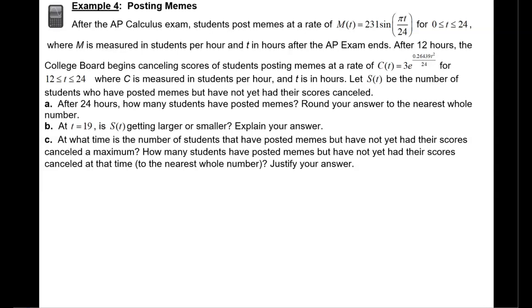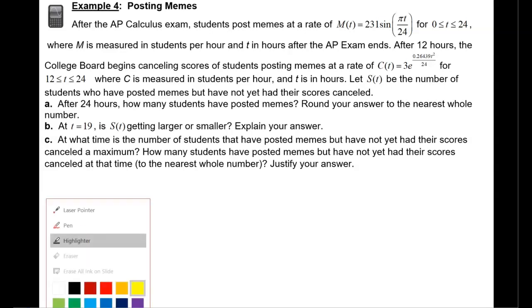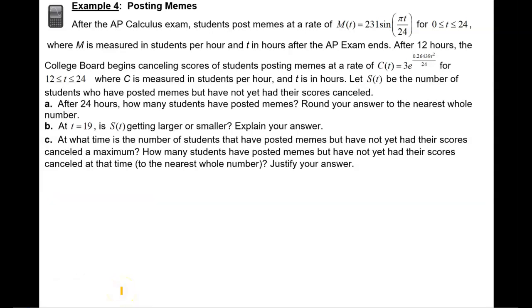I go back to reading my problem. And I'm like, all right, M is measured in students per hour. So I'm thinking in my head, students per hour. Immediately, I should recognize that M is like a derivative. It's a rate. But they tricked me because they called it M instead of M prime. But it's a rate, so it's students per hour.